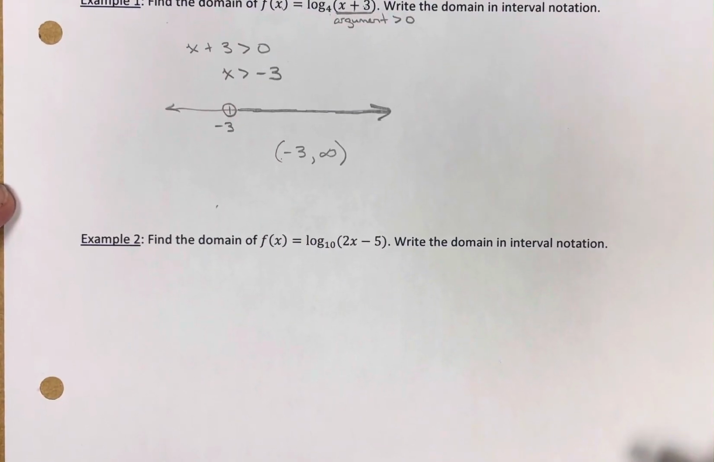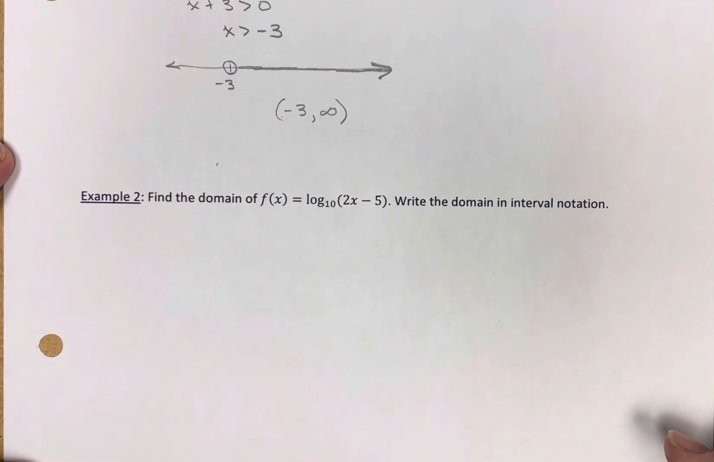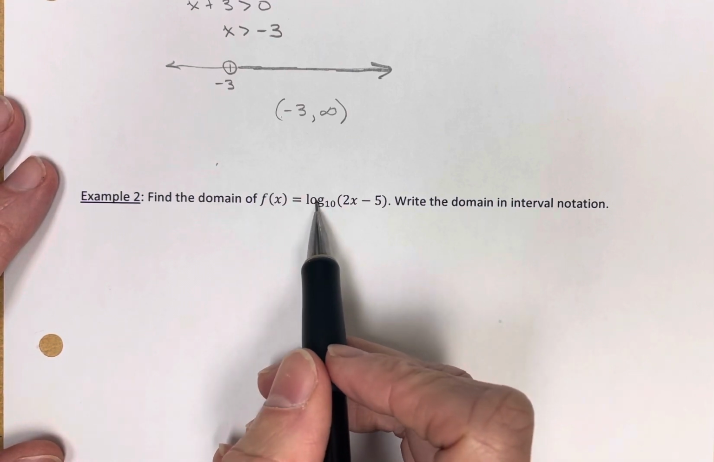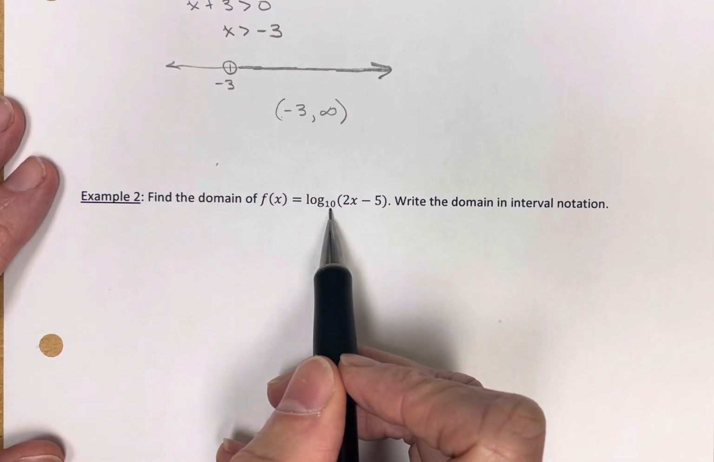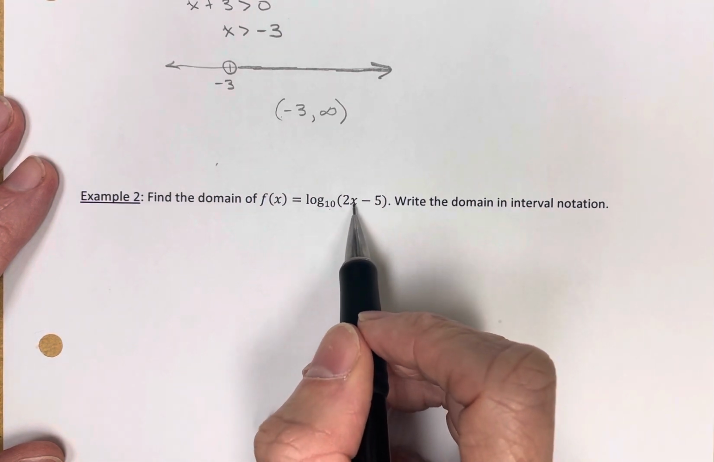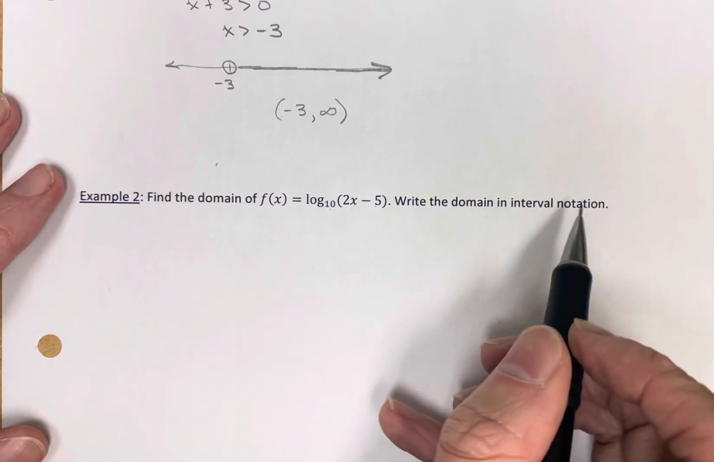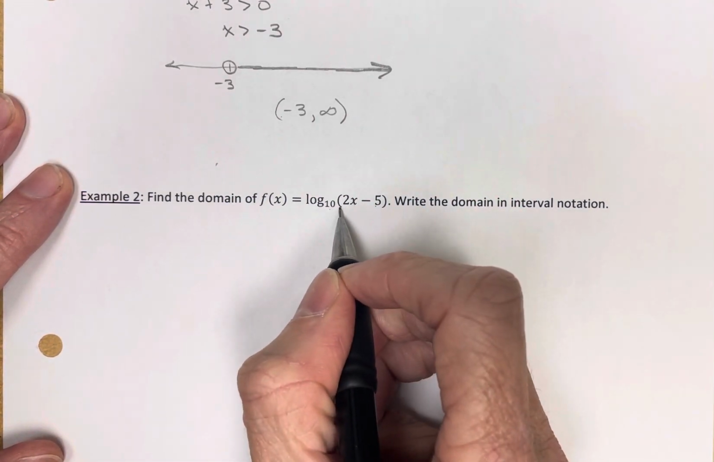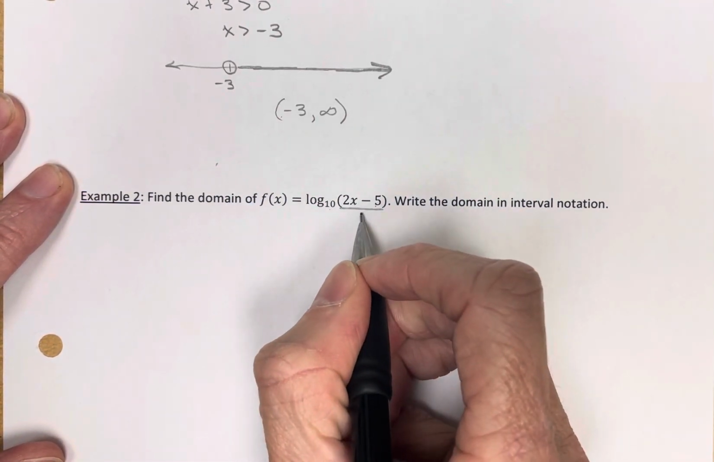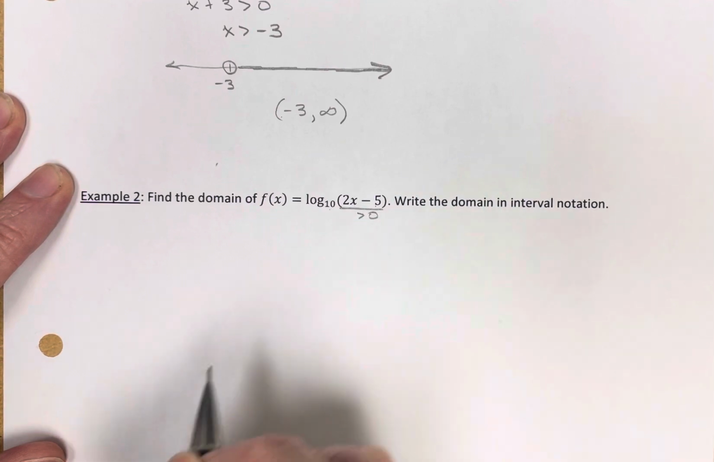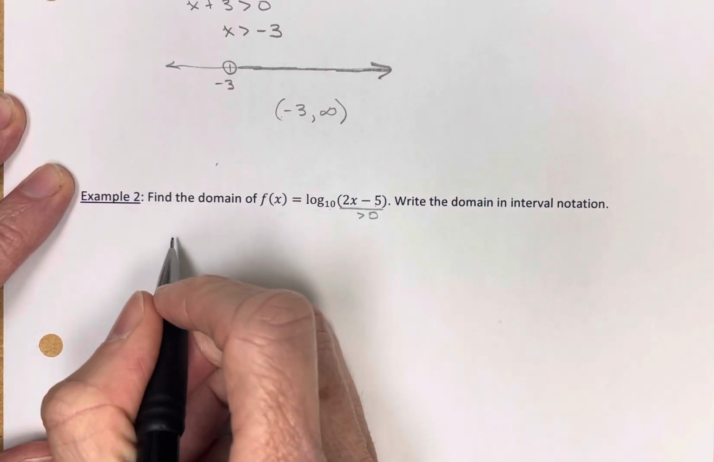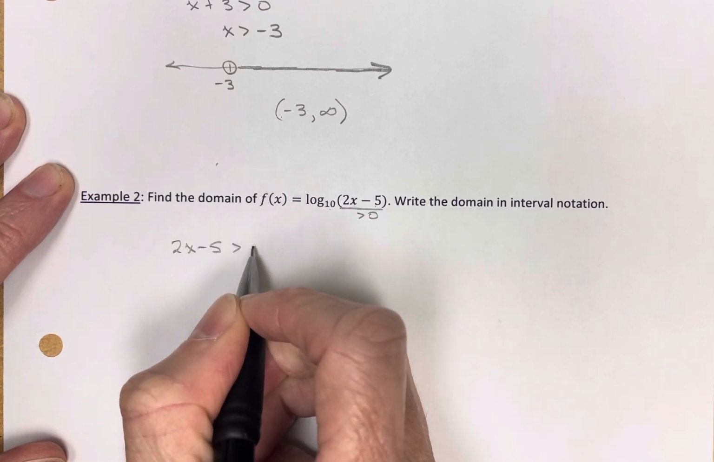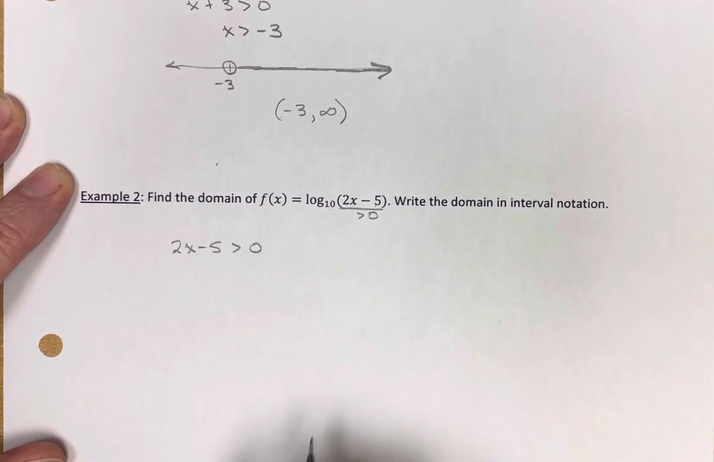Let's do a second example. Find the domain of f of x equals log base 10, which we know is the common log, of 2x minus 5. Write this domain in interval notation. Again, here is our argument, and our argument must be positive. So we take our argument, 2x minus 5, and we need it to be greater than 0.